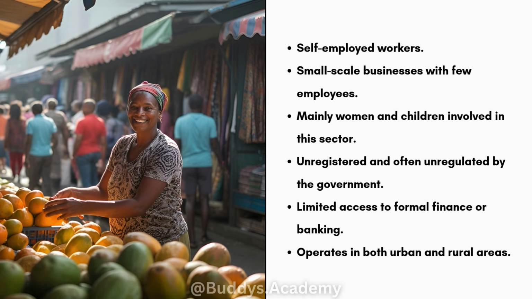So what are some characteristics of the informal sector? Firstly, it's going to be made up of self-employed workers, right? People are going to be working for themselves. They're going to be selling their own goods. Very often, it's mainly going to have women and children involved in this sector. Now, if you think about it, how many times have you seen women selling stuff on the side of the road, right? In fact, it's mostly going to be women and children.